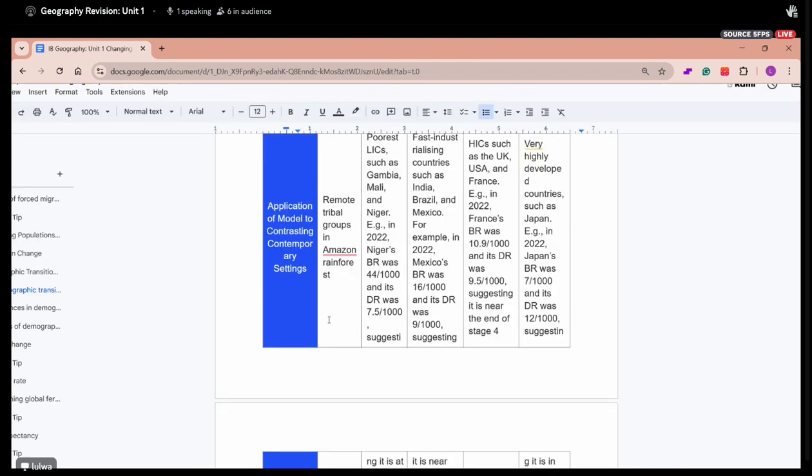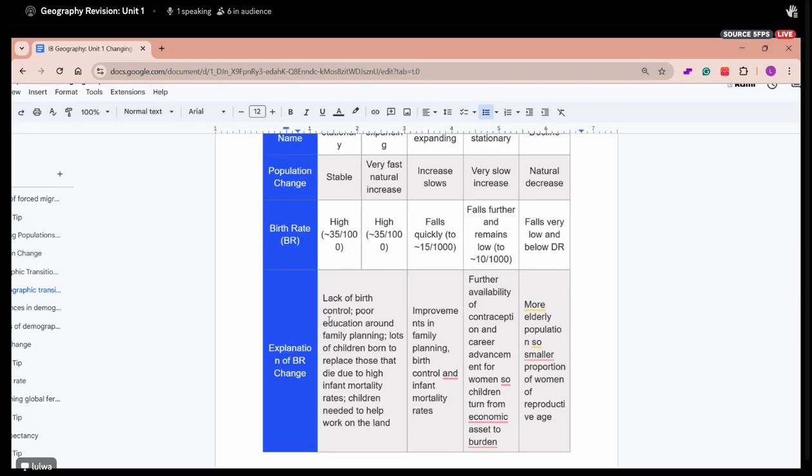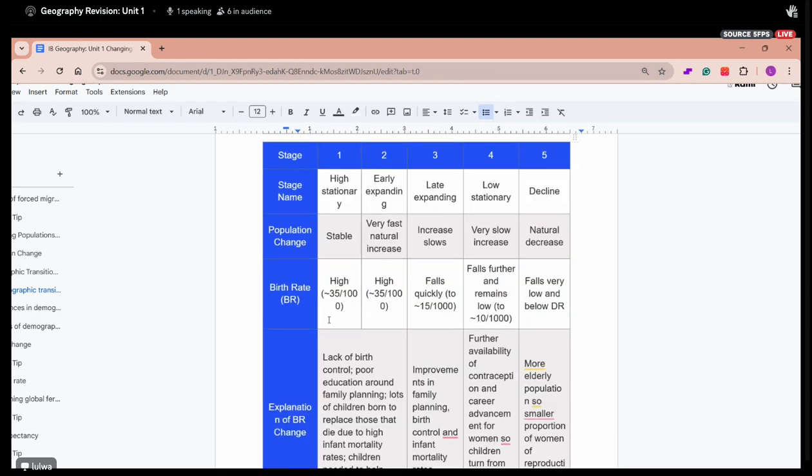I'll skim through them. So you have 5 stages, with one being the most chaotic or unstable, with very high birth rates and high death rates, all the way up to number 5 being the one with the decline in birth rate and death rates. So here is a breakdown of it. I'll let you guys read this. It basically shows how each of the different stages show different phases of population growth.